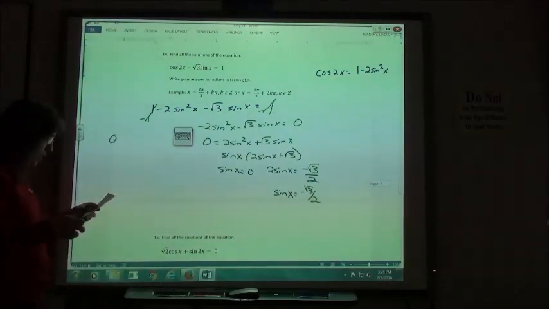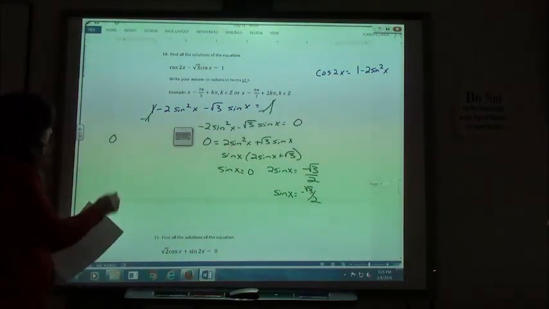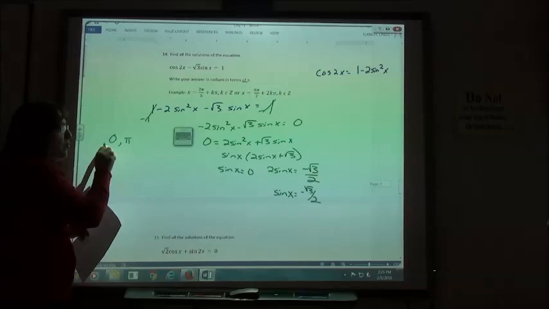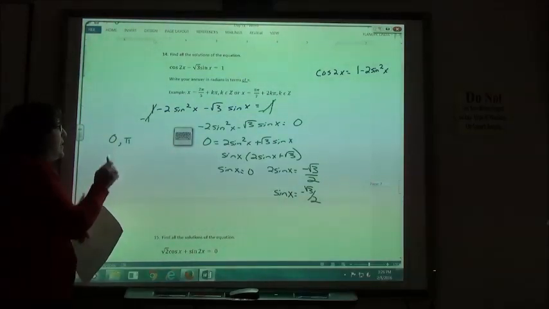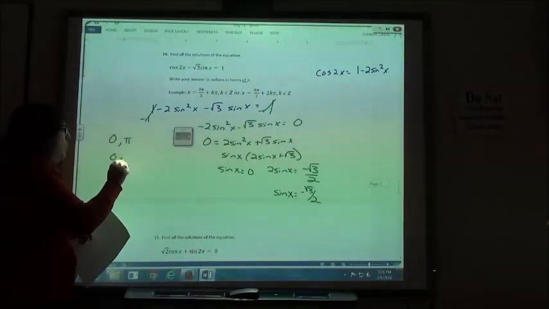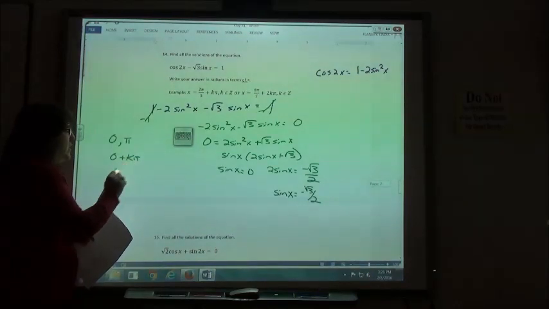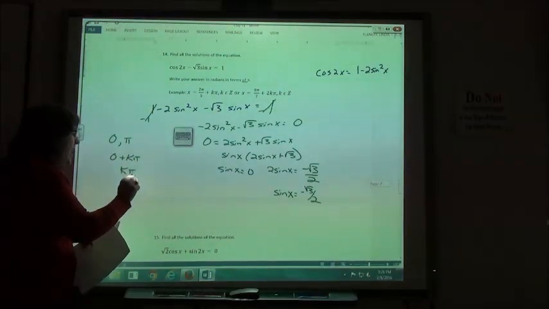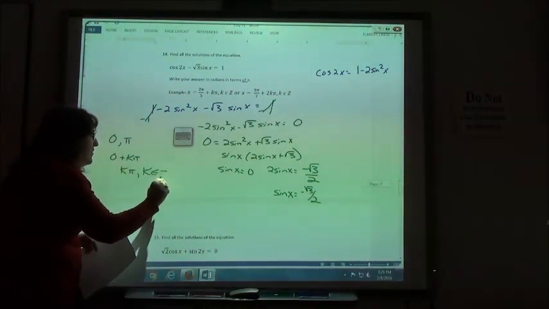It equals 0 at 0, and at pi, those are the ones we can combine. We don't need the 0 in front. We'd have 0 plus k pi, which is just going to be k pi. So k pi with k being an element of z.